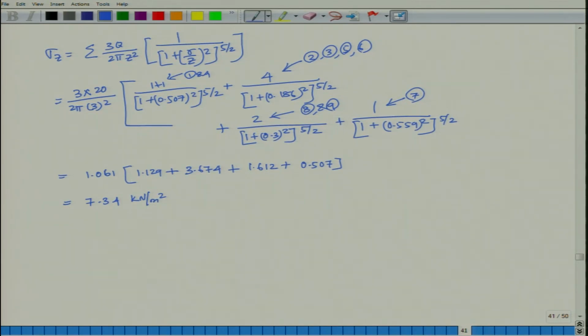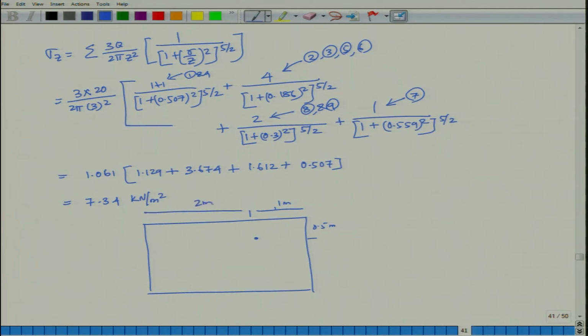same problem. Suppose this is the problem, as I have said, explained here by equivalent point load. Now, if this is a point P located at a distance 1 meter and here at a distance 0.5 meter, if this is your 2 meter and this is your 1 meter. So, I can do it by making into in this way also this point P. So, it is a summation.